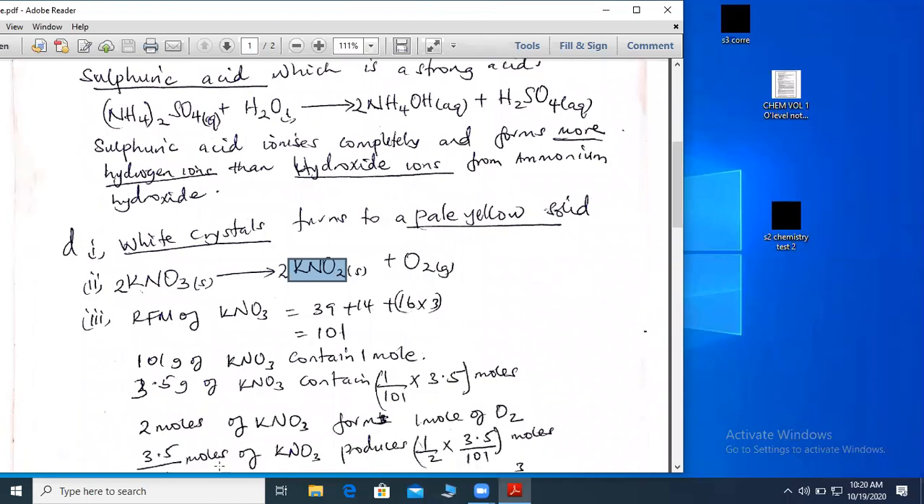Then we had a calculation which said that 3.5 grams of potassium nitrate were heated. So we first get the RFM of potassium nitrate, which is 101. RFM is the mass of 1 mole, so that means 101 grams of potassium nitrate contain 1 mole. Then 3.5 grams, which we were given, will contain 1 out of 101 times 3.5. So these are the moles of potassium nitrate.